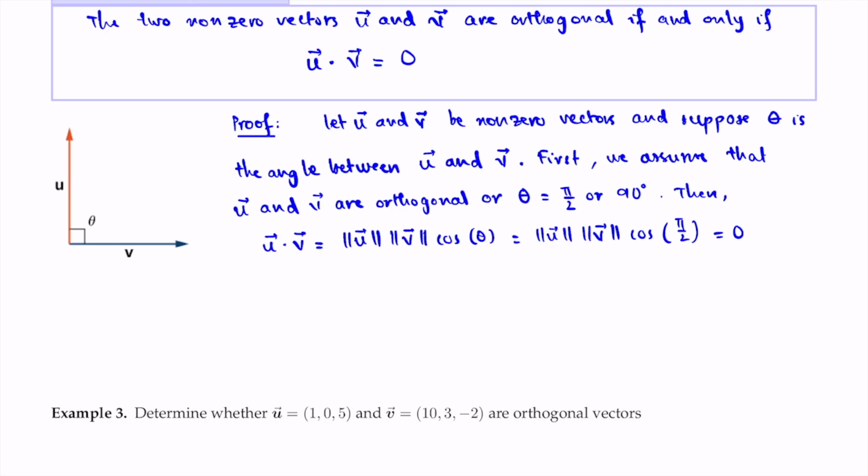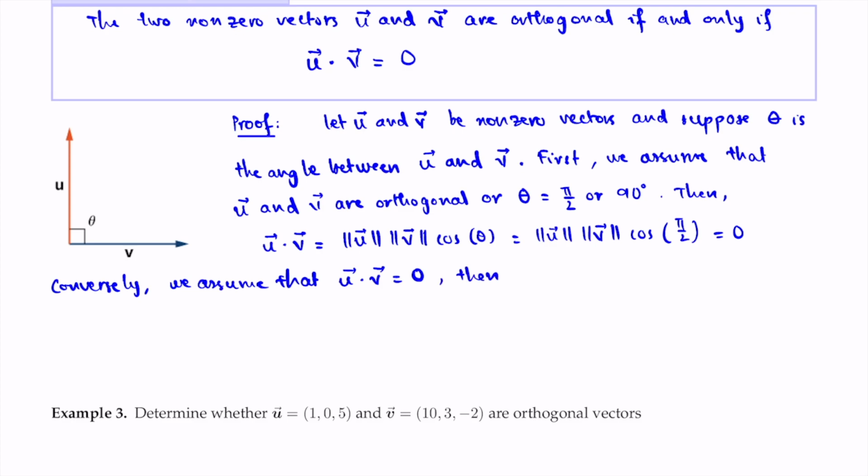Now we're going to go in the reverse direction by first assuming that u dot v is equal to 0. So conversely, we assume that u dot v is equal to 0.